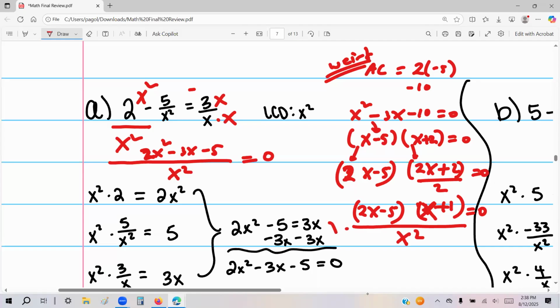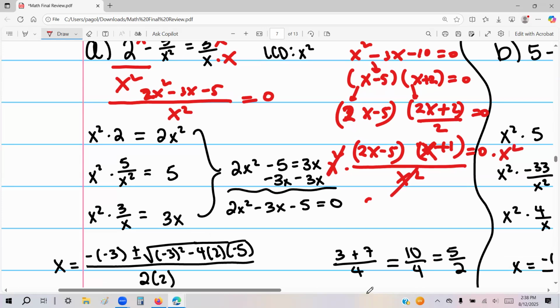So this time we can get rid of the denominator, and you don't have to worry about that anymore. So you multiply both sides by x squared, they cancel out. You get simply 2x minus 5 times x plus 1 equals 0. And you get two solutions, 5/2 and -1.